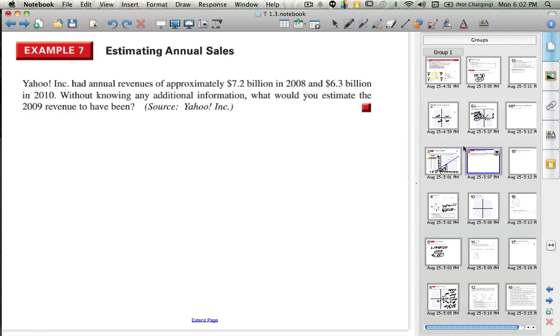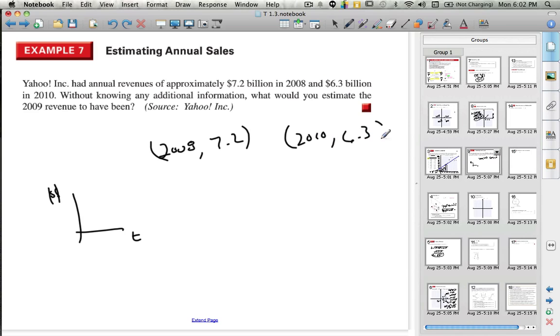Okay, if we wanted to take a look at something similar, Yahoo had revenues of 7.2 billion in 2008. Typically I would put time on the x-axis and dollars on the y-axis. So let's say we have 2008 and 7.2 billion, and then 2010 and 6.3 billion. So what would we estimate were the sales in between?